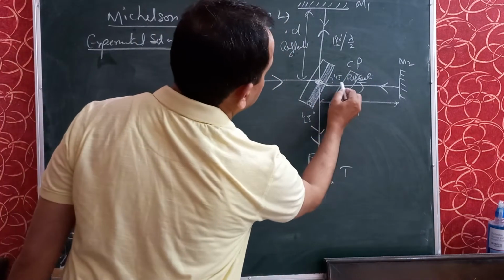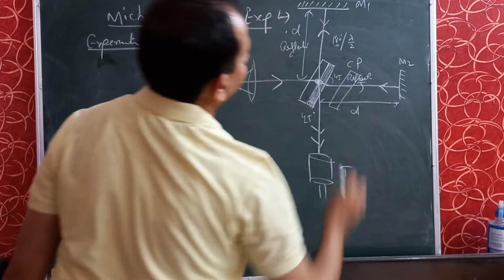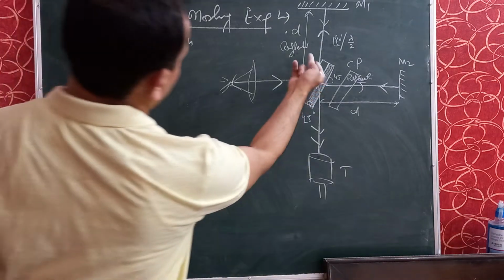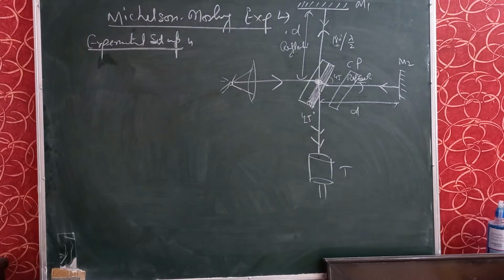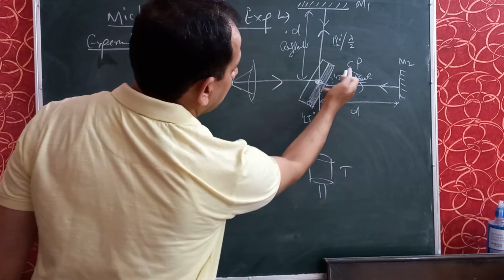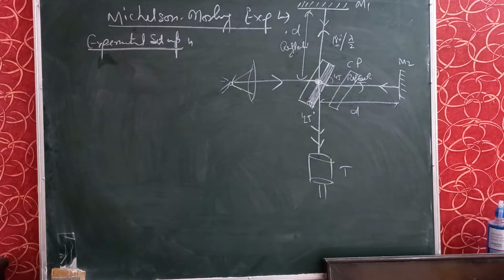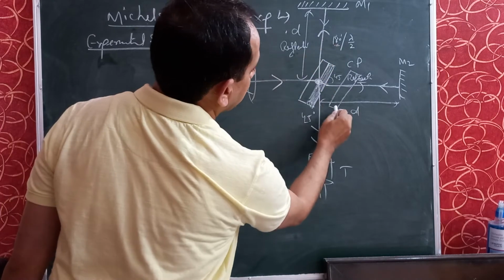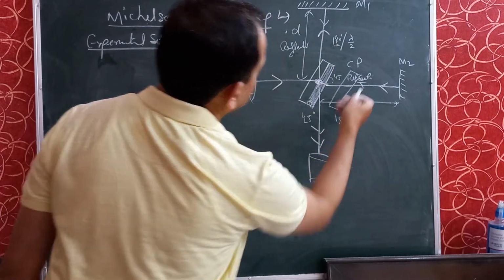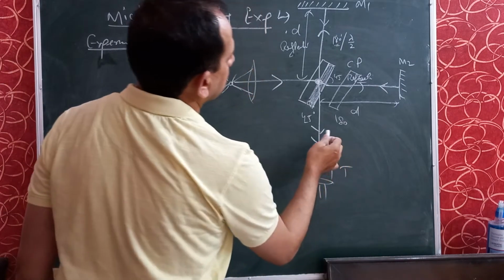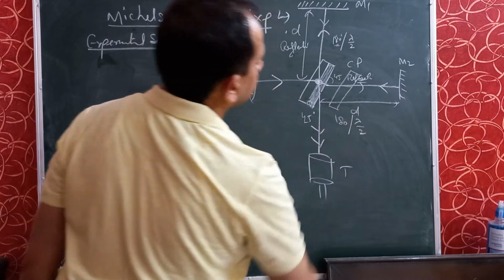So I have introduced this plate in the path of refracted light, not in the path of reflected, because in case of reflection there is an additional path difference of 180 degrees or lambda by 2. But we will introduce an additional compensating plate in case of refraction to compensate this additional path difference. So this plate is of the standard size, which introduces the path difference of lambda by 2, or the phase difference of 180 degrees.